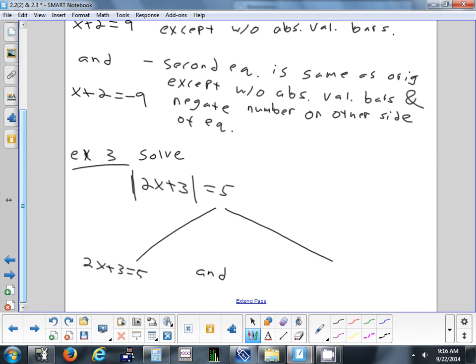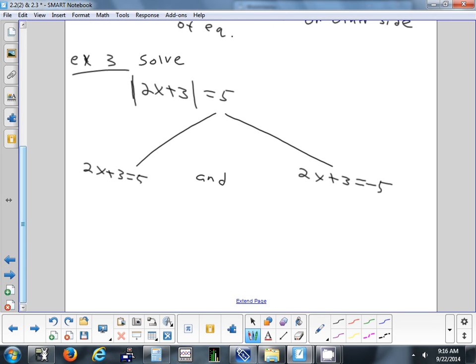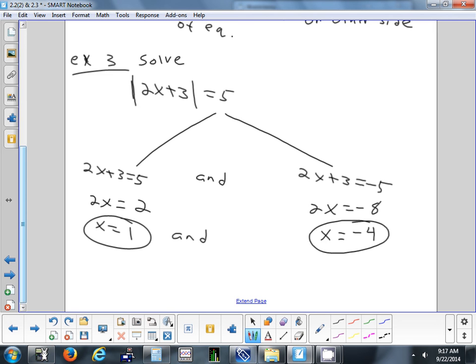And how about Orlando, my second equation? 2x plus 3 equals -5. Yes, 2x plus 3 equals -5. Okay, now solve each one. So subtract 3 from both sides. 5 minus 3 gives us 2. Okay, x equals 1. And on the other side, subtract 3. -5 minus 3 is -8. And divide by 2. And we get x equals -4.